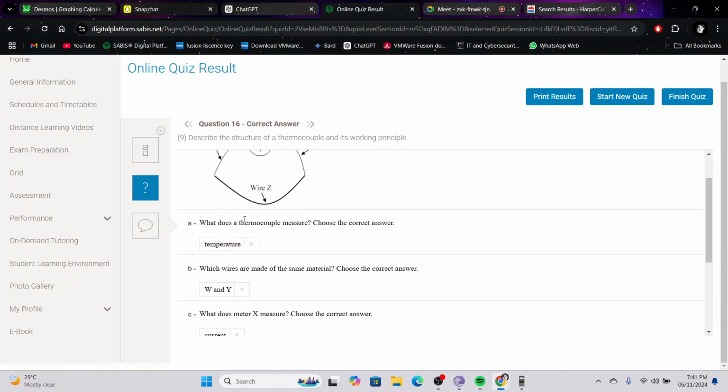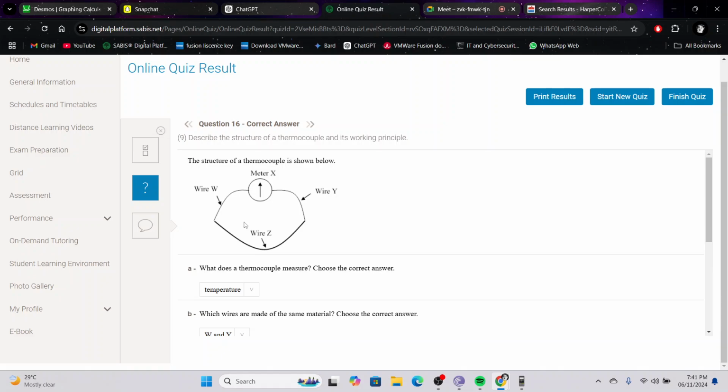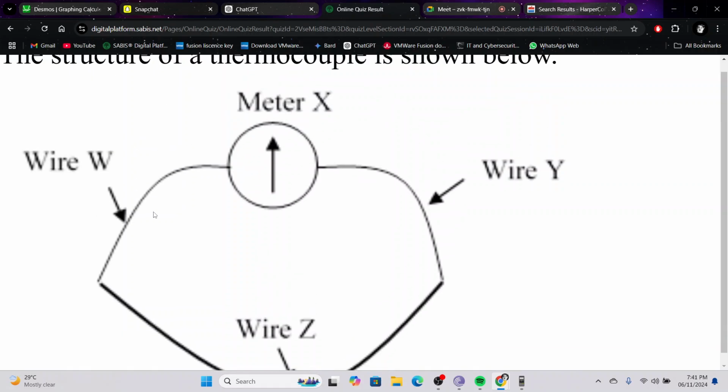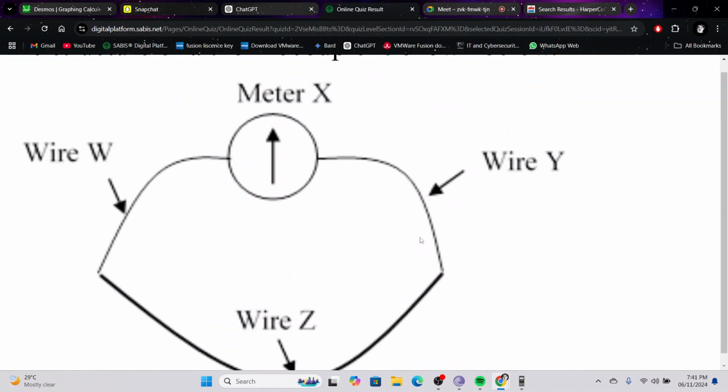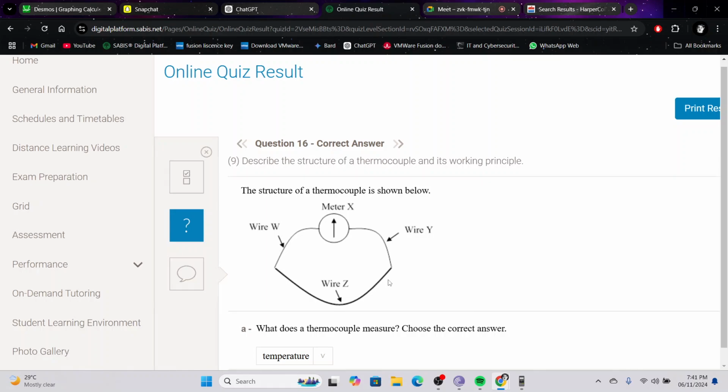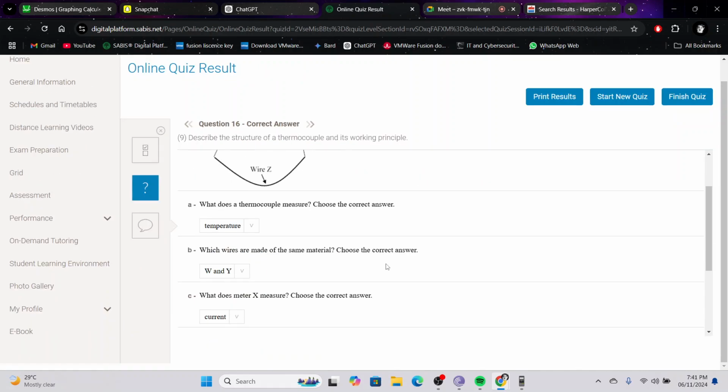What does a thermocouple measure? Temperature, it's in the name, thermo. Which wires are made of the same material? W and Y. Honestly, the way I know is because if you can see here, these two wires have the same thickness. Meanwhile, wire Z is a bit thicker than the other. Take it that way, and I think it's correct.